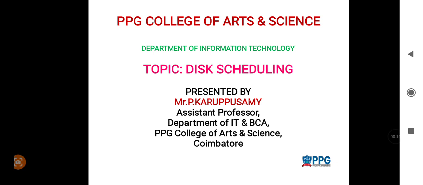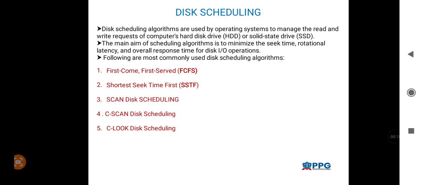Today, we will discuss disk scheduling from the subject of operating system. What is disk scheduling? Disk scheduling is used by the operating system to manage the read and write requests of the computer hard disk and SSD.